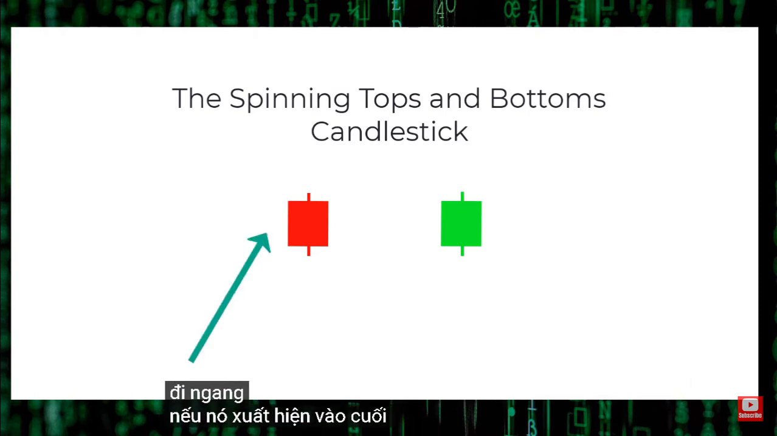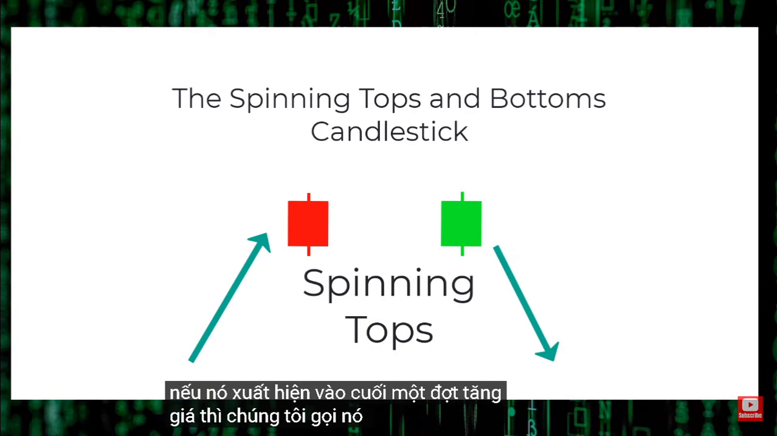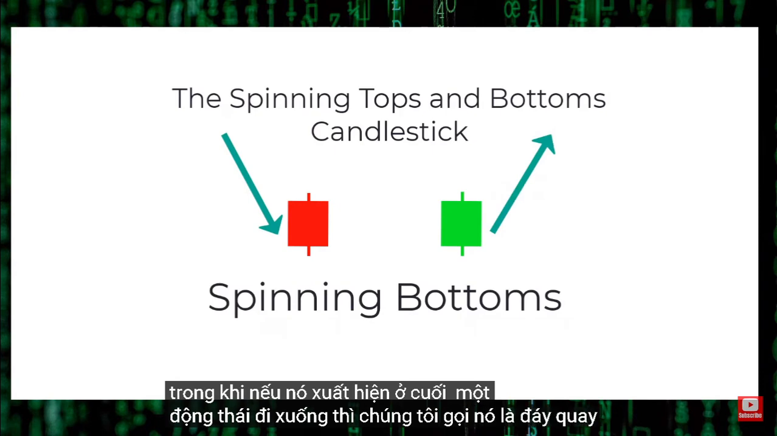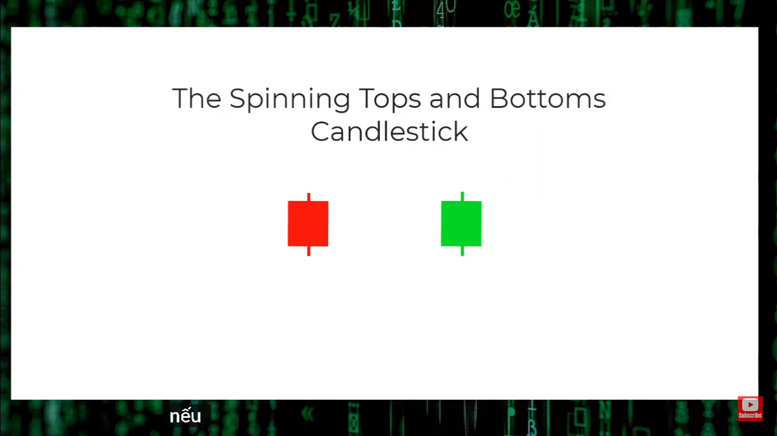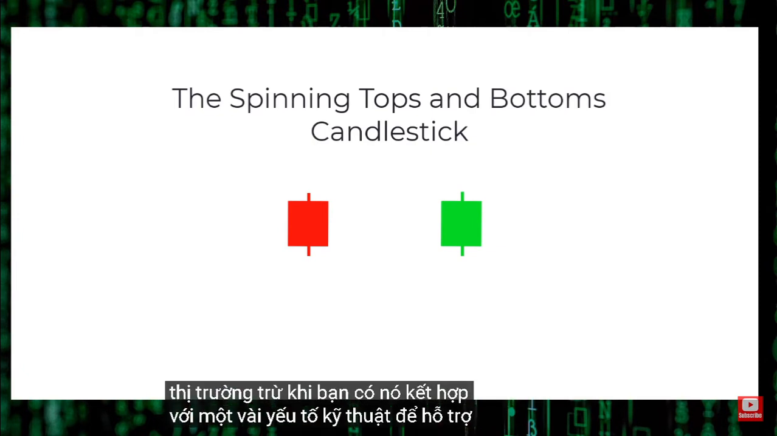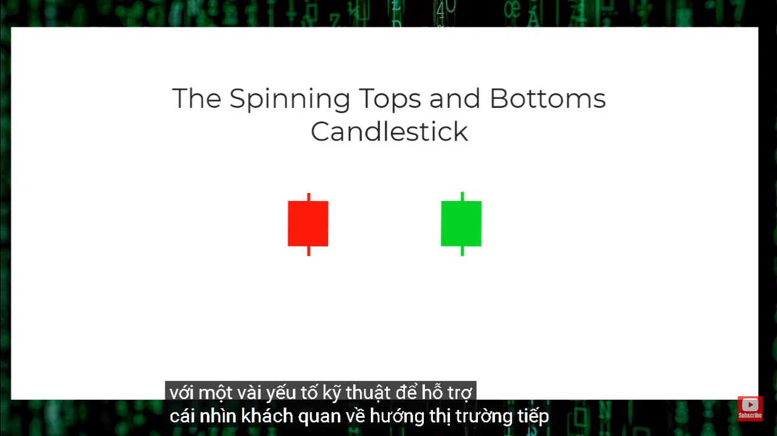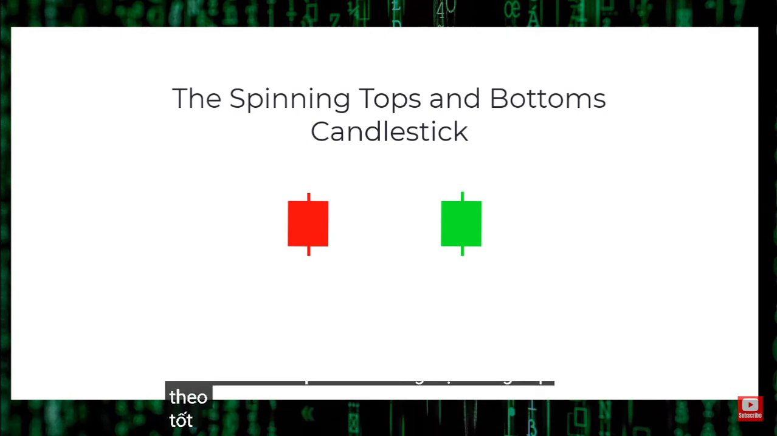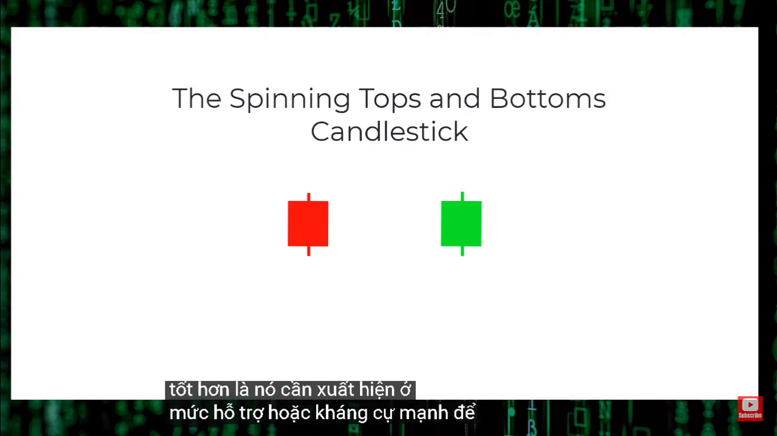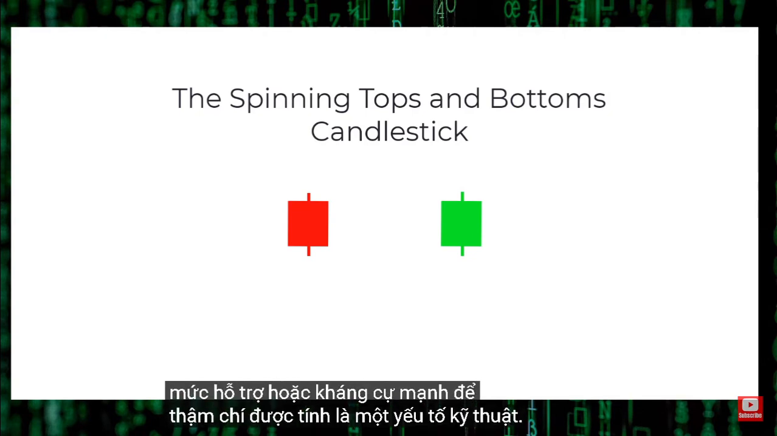If it appears at the end of an up price move, then we call it spinning tops. While if it appears at the end of a down move, then we call it the spinning bottoms. If you see this candle, then stay out of the market, unless you have it combined with a few technical factors to support your objective view on the next market direction. Preferably, it needs to appear at a strong support or resistance level to even count as a technical factor.